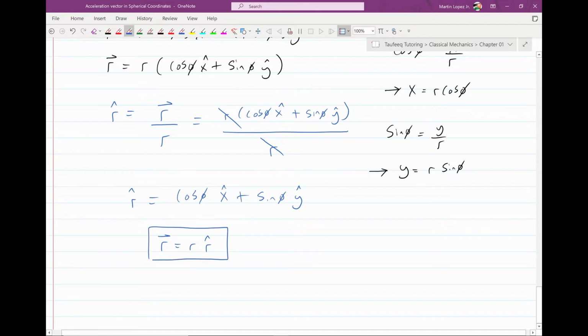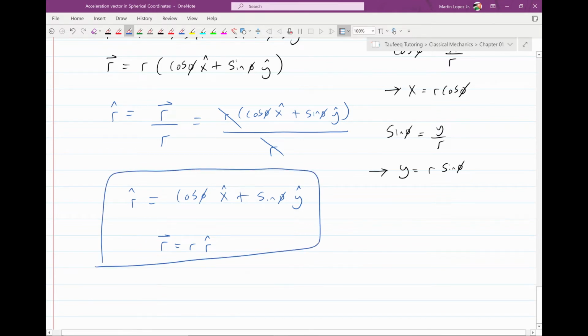This is a basic definition of a vector. Every vector has a magnitude and a direction. That's what makes it a vector, versus a scalar, which just has a magnitude, just a value. You don't usually assign direction to scalars. Okay. Now these two definitions are what I'm going to use going forward for the polar coordinate system.